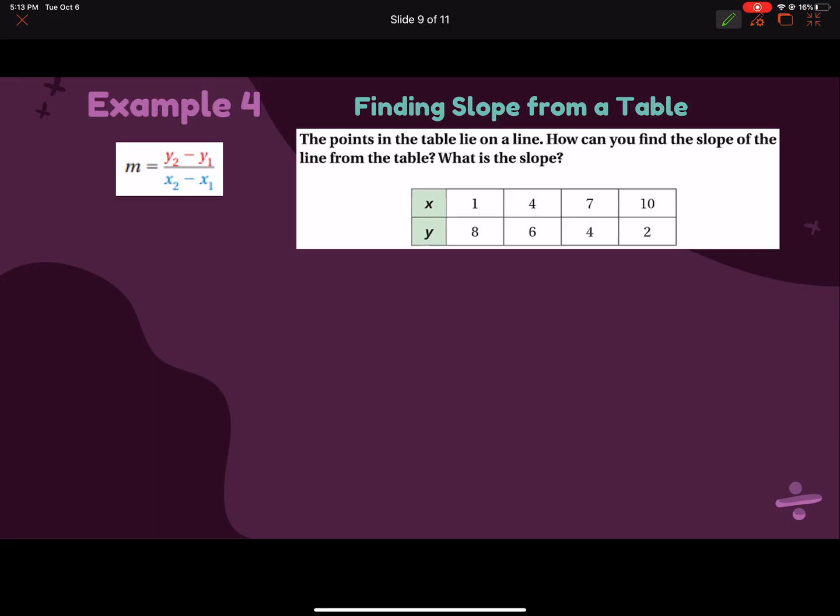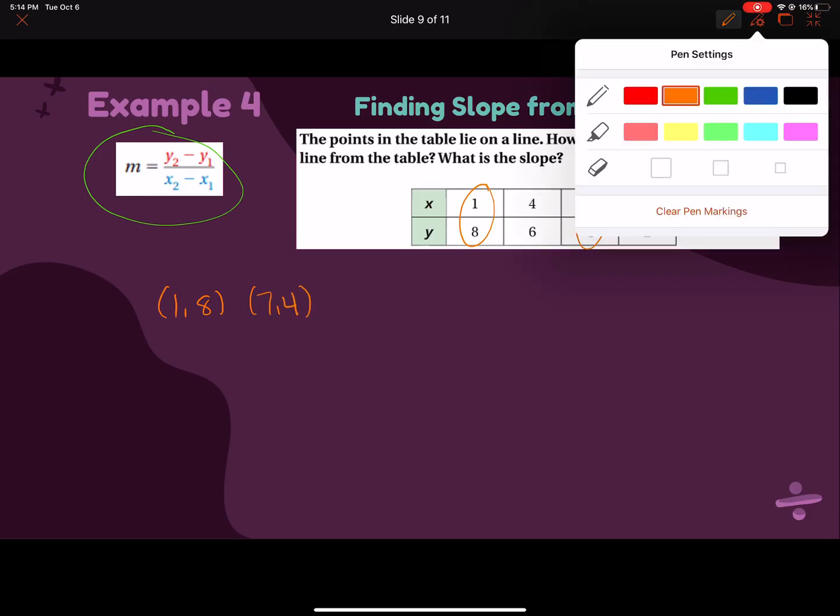Example 4, the points in the table lie on a line. How can you find the slope of the line from the table? Well, this table is giving me 4 ordered pairs. And I know that I can find the slope as long as I have 2 ordered pairs. So that means I can choose any 2 ordered pairs from this table, plug them into that equation, and I'm going to get the slope. So let's just pick 2 random ones. I'm going to pick these 2, just because I want to. (1, 8) and (7, 4). And let's use those and plug them into the slope formula.